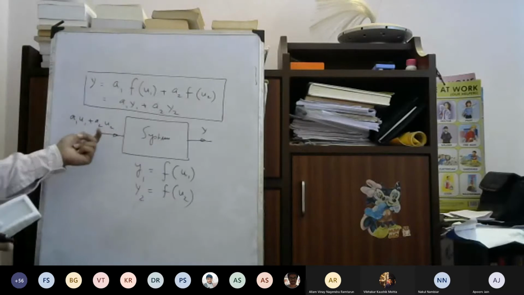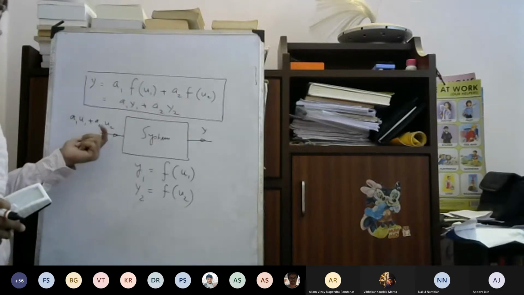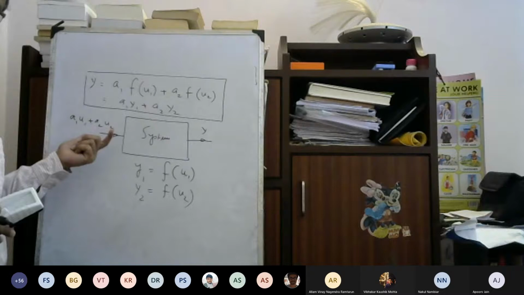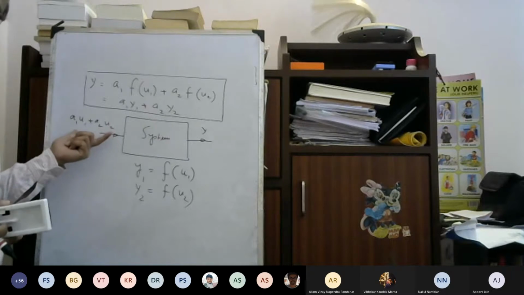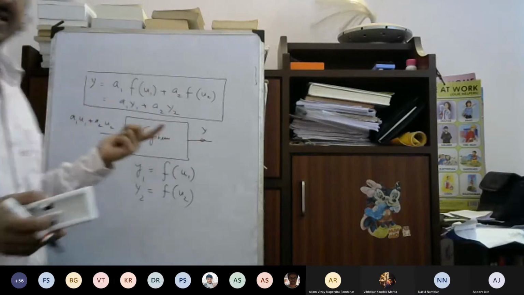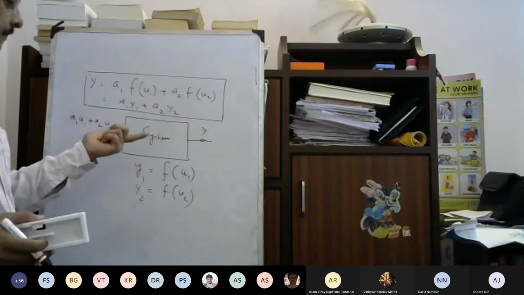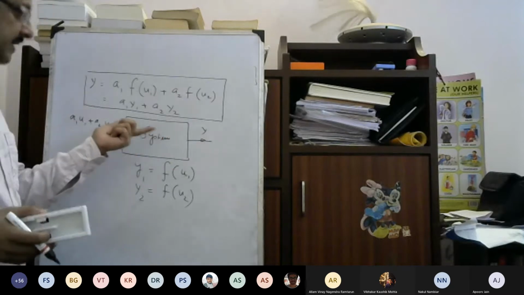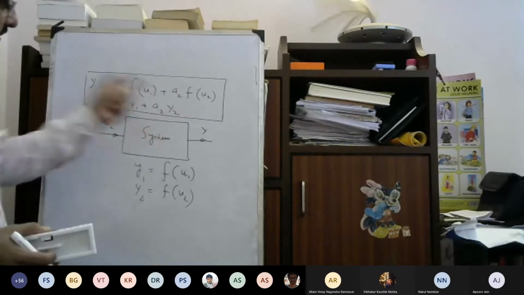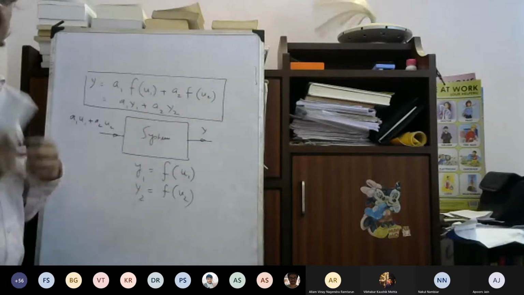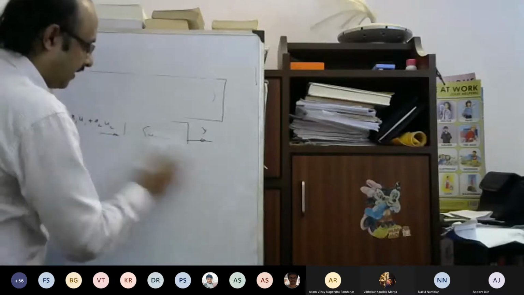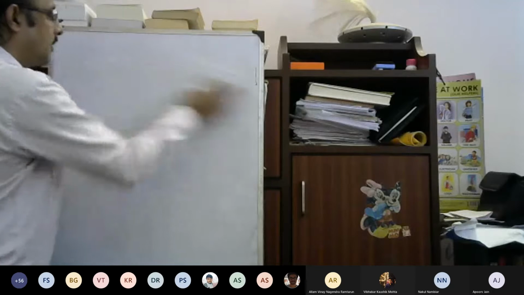Physically, it means that if we apply two inputs separately and get the responses, and if we apply the same two inputs, maybe scaled, together, then the response will be the superposition, the sum of the individual responses. So that is the physical significance of the principle of superposition. And for a linear system, the principle of superposition holds. So this is one test where we can verify whether the system is a linear system or a non-linear system. Fine. Okay.